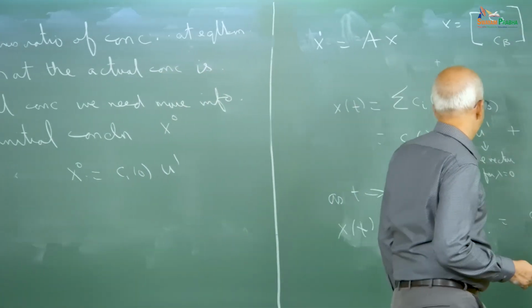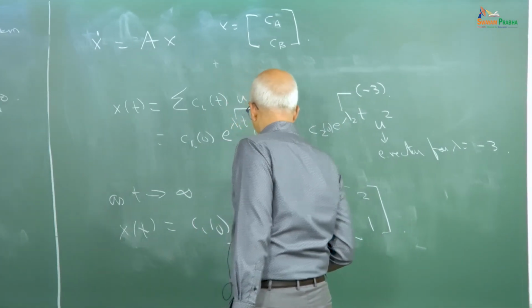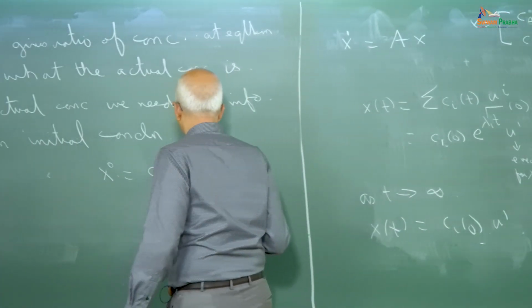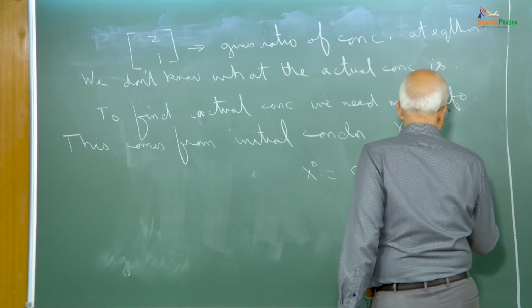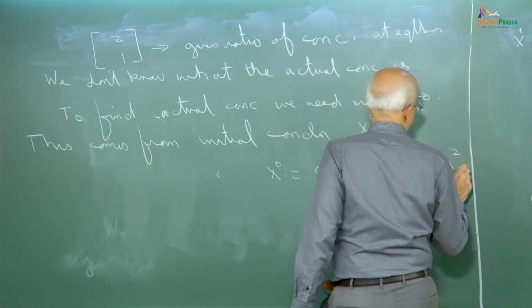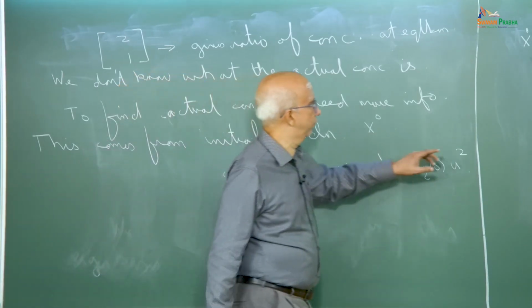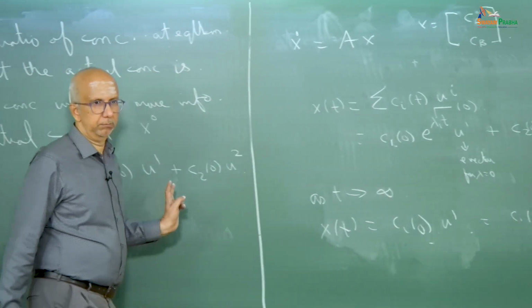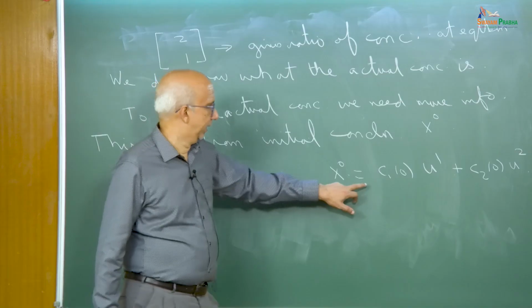Oh, yeah. I guess at time t equal to 0, I must put the other term also, C2 of 0 U2, because I need to use the full form. I need to use the full form at t equal to 0. So, this is x naught.